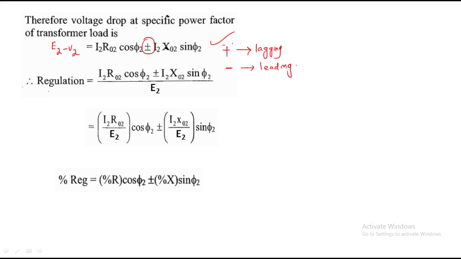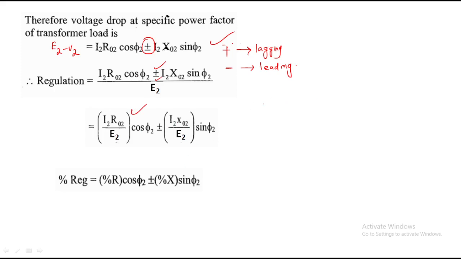Okay, therefore voltage regulation is nothing but E2 minus V2 by E2, that is I2 R02 cos phi 2 plus or minus, depending upon the specific power factor. If it is lagging, go with plus. If it is leading, go with minus. I2 X02 sin phi 2 by E2. So from this we can write I2 R02 by E2 into cos phi 2 plus or minus I2 X02 by E2 sin phi 2.